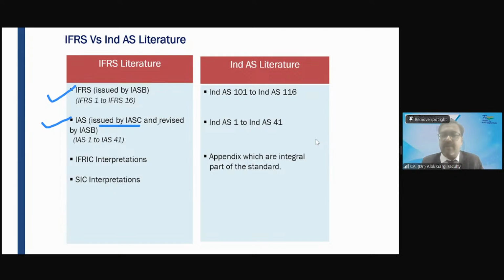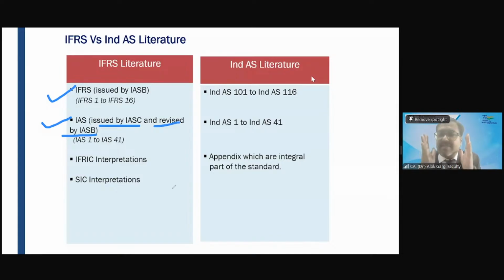So friends, International Accounting Standard were those standard which were issued prior to 2001, okay, which were issued by International Accounting Standard Committee, and later on the name of International Accounting Standard Committee was changed to International Accounting Standard Board in 2001. So IAS standard, International Accounting Standard, are those standards which are issued by International Accounting Standard Committee and revised by IASB. Okay. So friends, up to 2001, there were 41 International Accounting Standard. Up to 2001, 41 International Accounting Standard were issued. 41. कितने IAS issue हुए थे up to 2001? 41. 41, right?